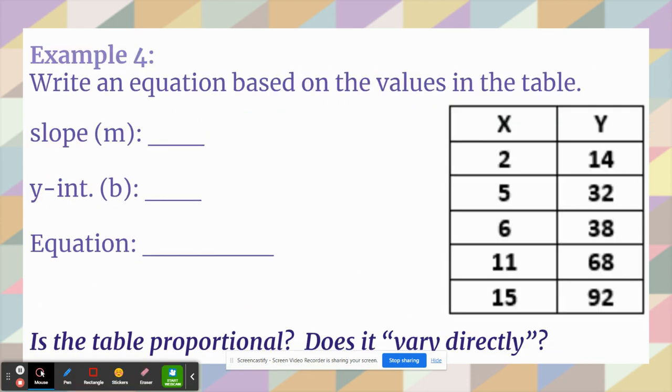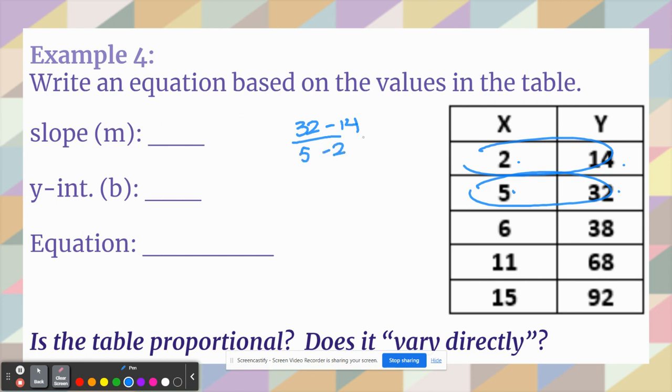Okay, let's do the same thing but with a table. So pick two ordered pairs. If I would like to use the first two, that's fine. So we can subtract 32 and 14 and 5 and 2. So 32 minus 14 and 5 minus 2. Okay, so let's go ahead and that's 18 over 5 minus 2 is 3. And 18 over 3 is 6. So my slope is 6.